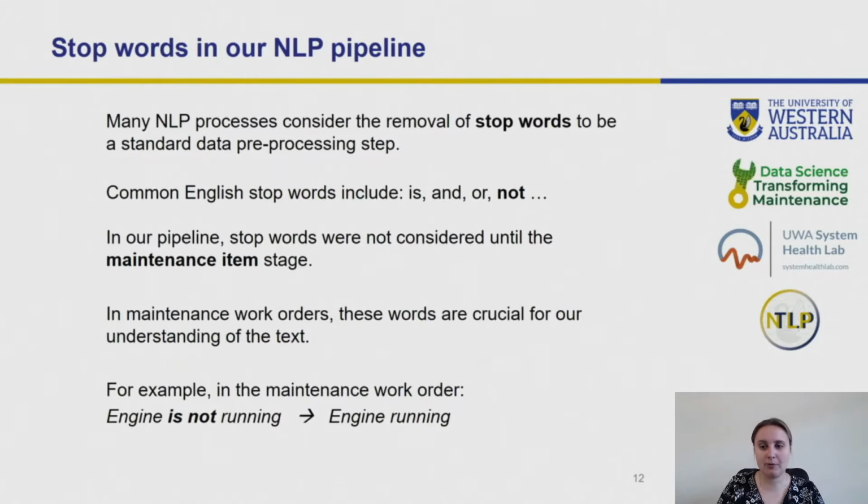I also mentioned earlier that we did not remove stop words in our pre-processing stages. Common English stop words include is, and, or not. In our pipeline, stop words were not considered until later on in the maintenance item module. The reason for this is because these words are crucial in our understanding of the maintenance text. For example, in the maintenance work order, engine is not running. It's referring to an item, the engine, that is not running as it is supposed to. However, if the words is and not were removed before our symptom state detection, the work order would read engine running and would hold an entirely different meaning.